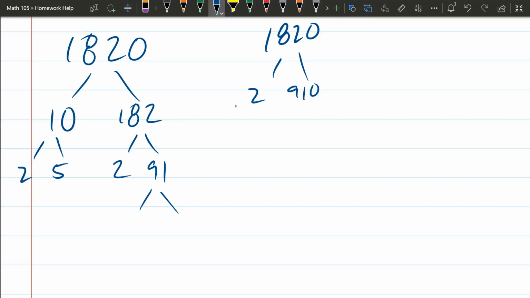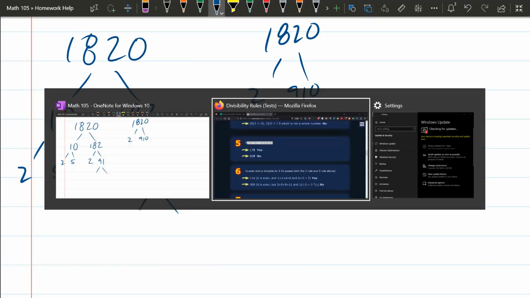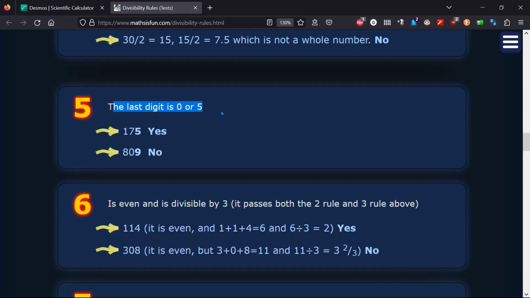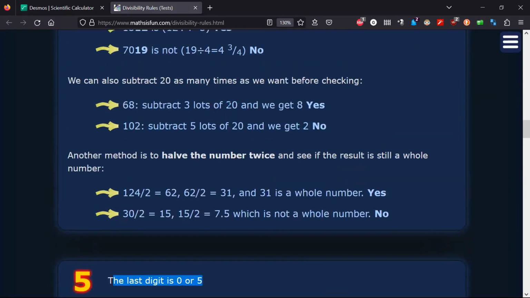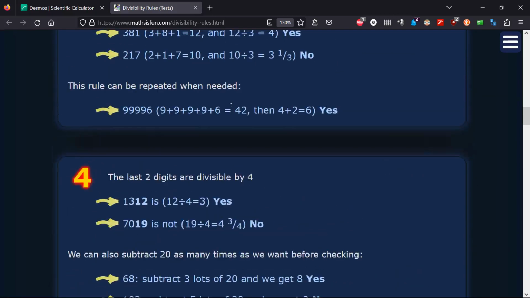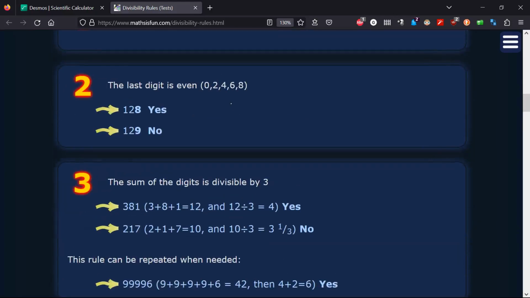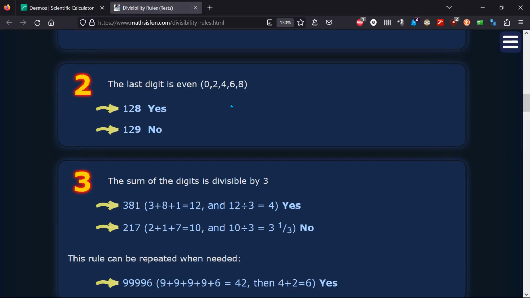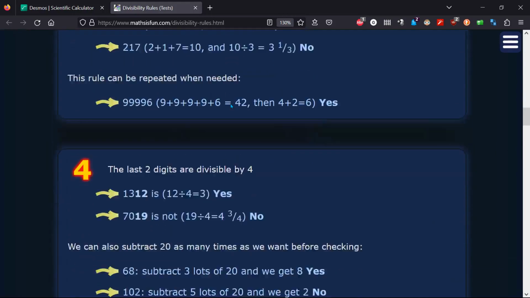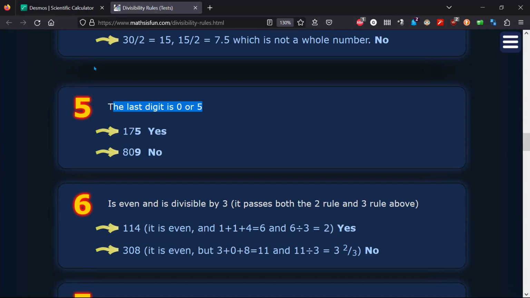So 91's a bit tricky. So let's go back through these rules here. It's odd, so it's not going to be any of the evens right here. It's 91. Sum of digits divisible by 3. 9 plus 1 is 10. So that's not divisible by 3. It's not divisible by 5 because it doesn't end in 0 or 5.